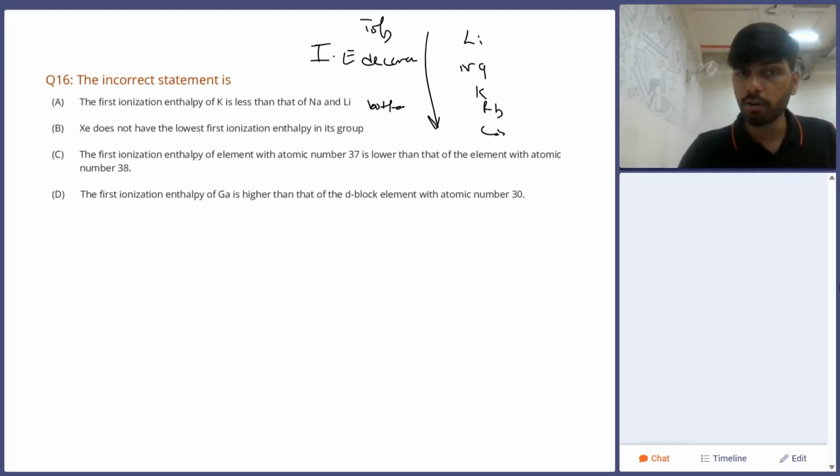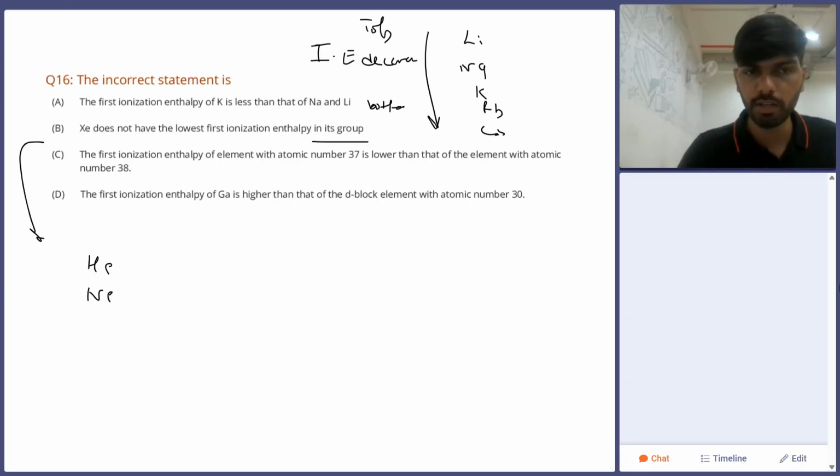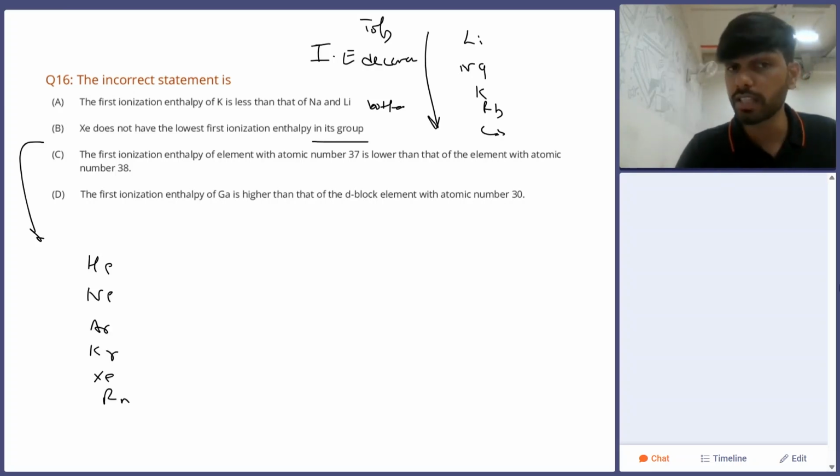Now, xenon does not have lowest ionization enthalpy. So helium, for B part I am explaining. Okay, helium, neon, argon, krypton, xenon, radon. After xenon, radon. So they are saying xenon does not have lowest ionization enthalpy. Yes, after that radon is there. Okay, so number of shells again increases, ionization enthalpy decreases. So this is also correct.